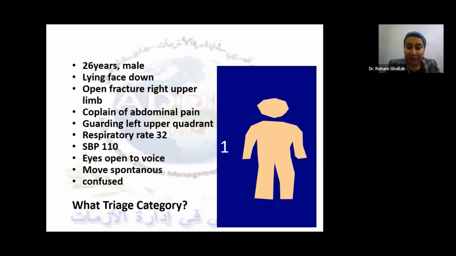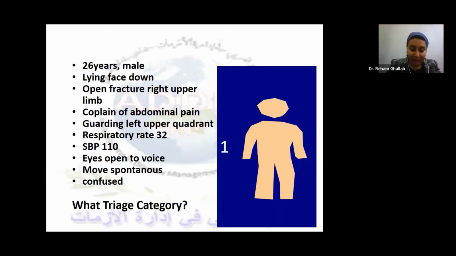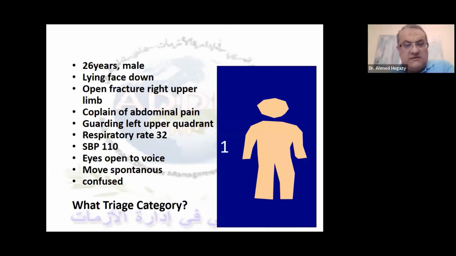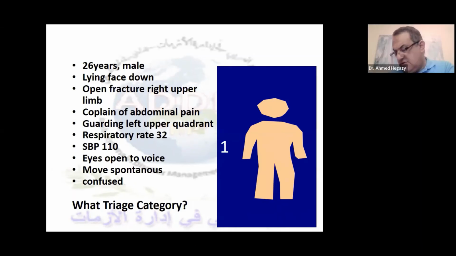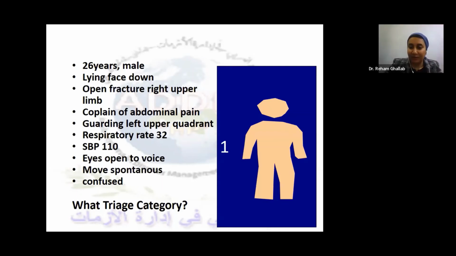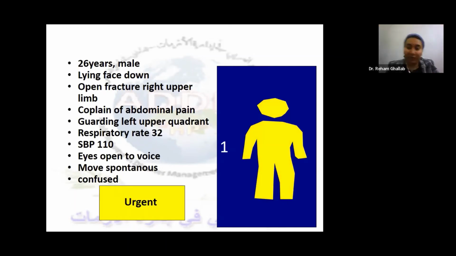Okay, respiratory rate is 32. It's high, so I think here it's 3. 3 and 4 equal 7 till now. Systolic is good, it will take 4. 4 and 7 is 11. 11 in the triage assignment is priority 2. It's right.